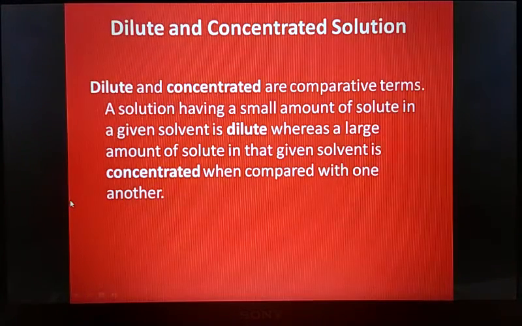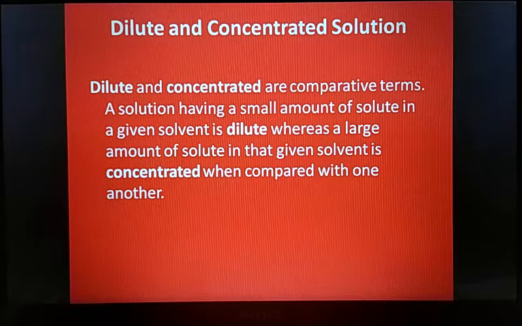First is dilute and concentrated solution. Dilute and concentrated, these are comparative terms. A solution having a small amount of solute in a given solvent is called a dilute solution, whereas a large amount of solute in that given solvent is a concentrated solution when compared with one another.